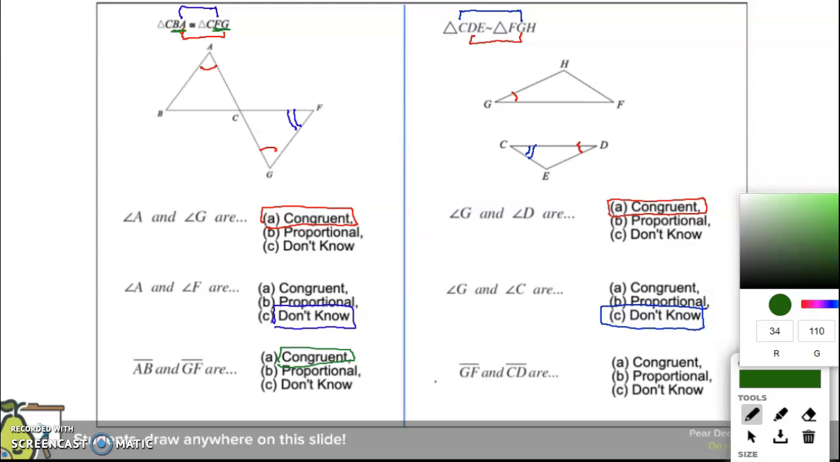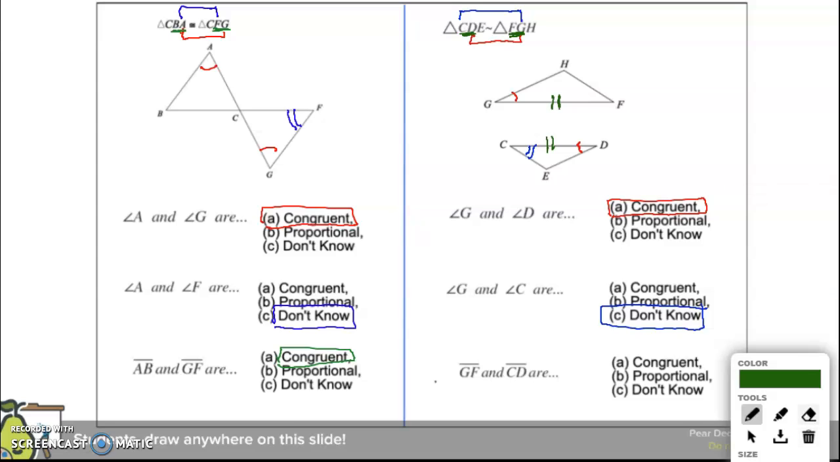problem. GF and CD. Where is GF? GF is the first two letters and CD is the first two letters. That means GF is this side, and CD, this side, they're corresponding. So do we know that they are the same in measure? No, we do not. So that's actually wrong. I should just put one notch there because they're not necessarily the same. They could be the same, but they're not necessarily the same. However, since they are corresponding, they are proportional.